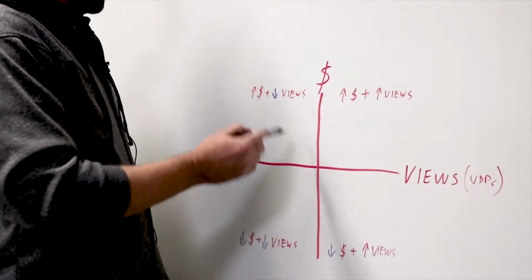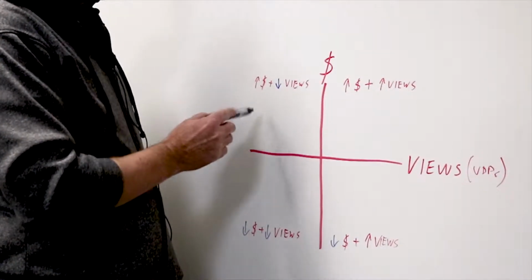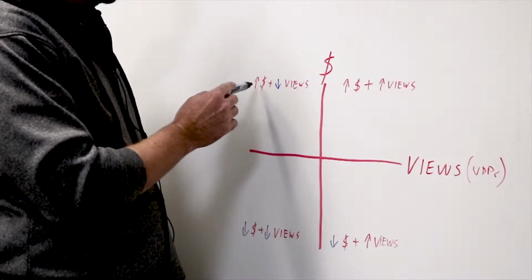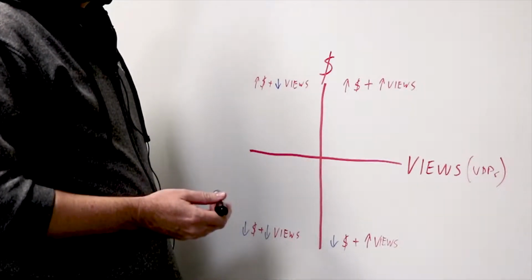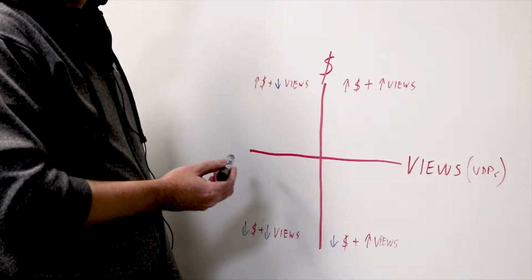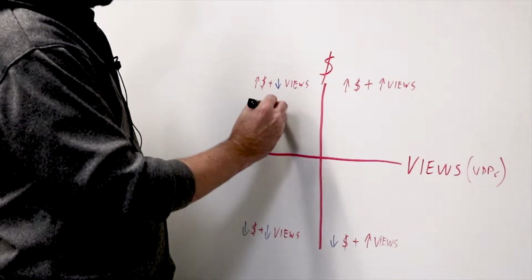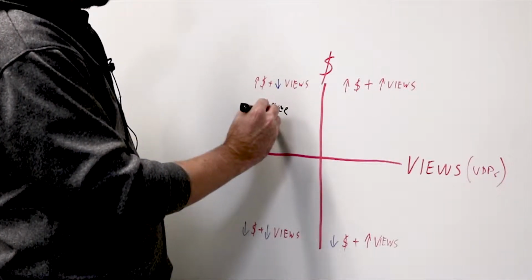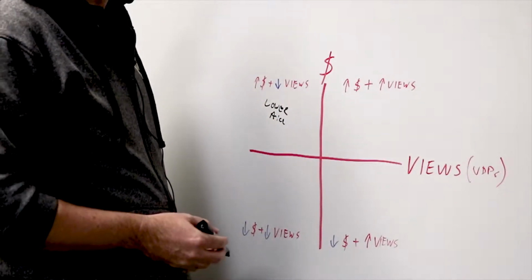So let's just take this top left quadrant, where vehicles that would fall into this area, the price is high and the views are low. So what would you do to vehicles that fall into that quadrant? Typically you would say lower the price, to try and stimulate the views on the car.